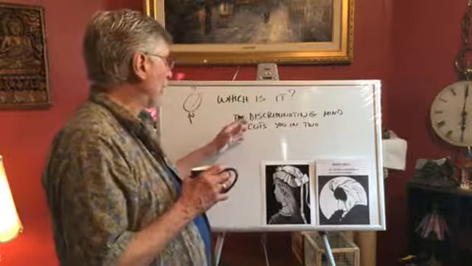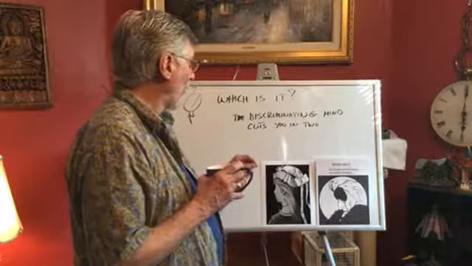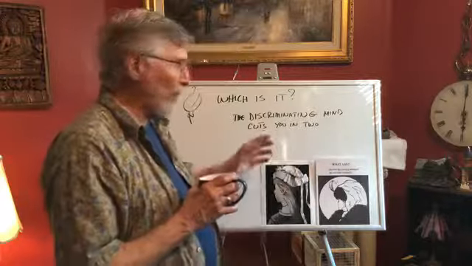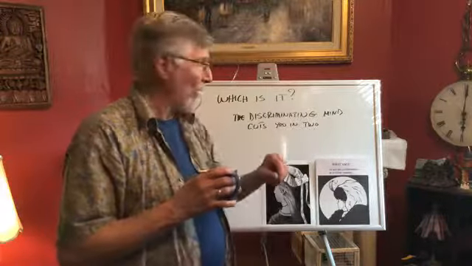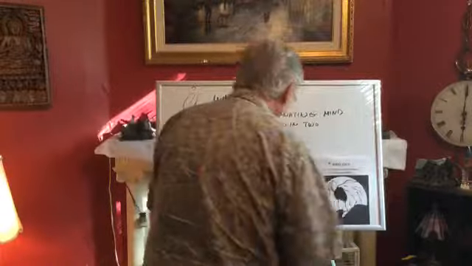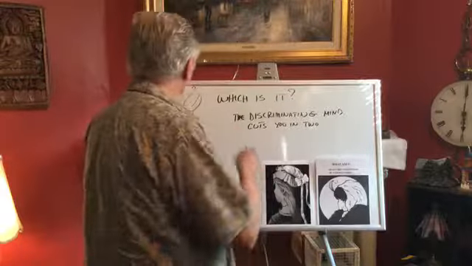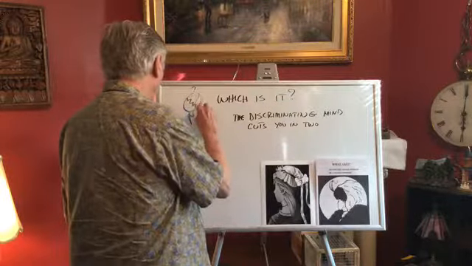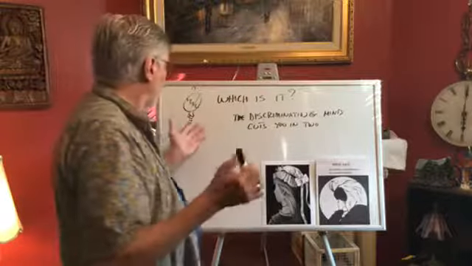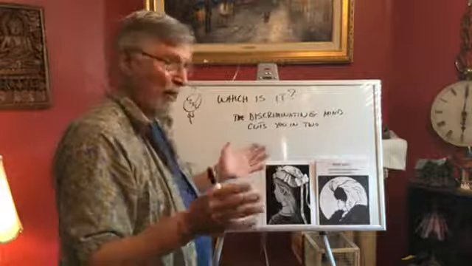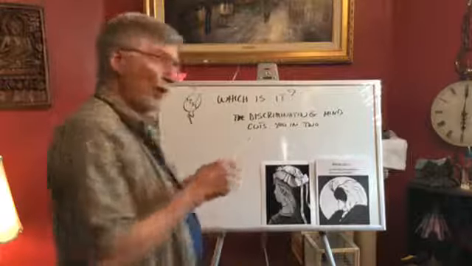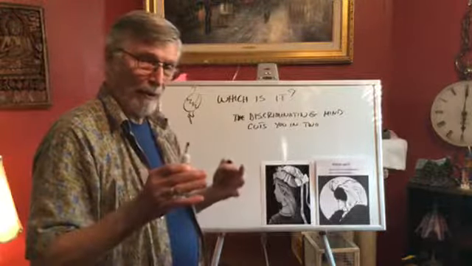So this discriminating mind only works when you have two. If you see what I mean? In other words, in order to discriminate, you have to take the one and create two. If you can't discriminate, you can't choose between one or the other. And this is what we call a double bind.